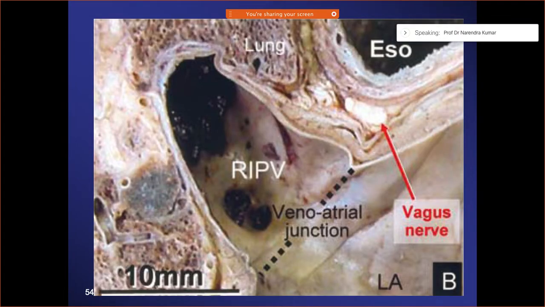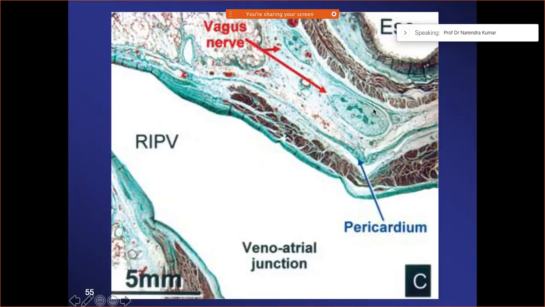So now, in this, they are trying to show the proximity of the right inferior pulmonary vein and how it is located to the different vital structures like the lung or the esophagus as well. And over here as well comes the vagus nerve. So that's why a lot of times if you are ablating in this area, you may be causing damage also to the vagus nerve.